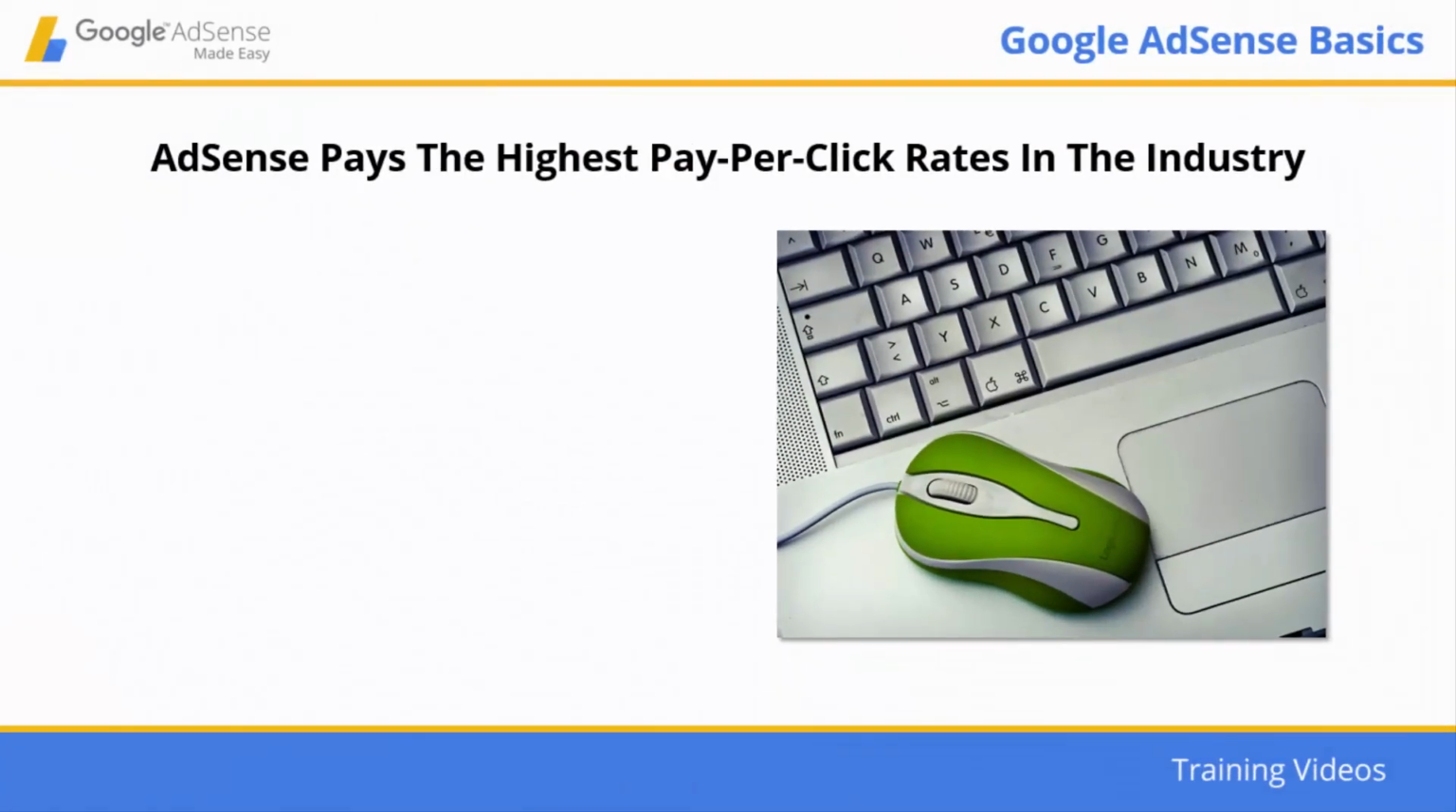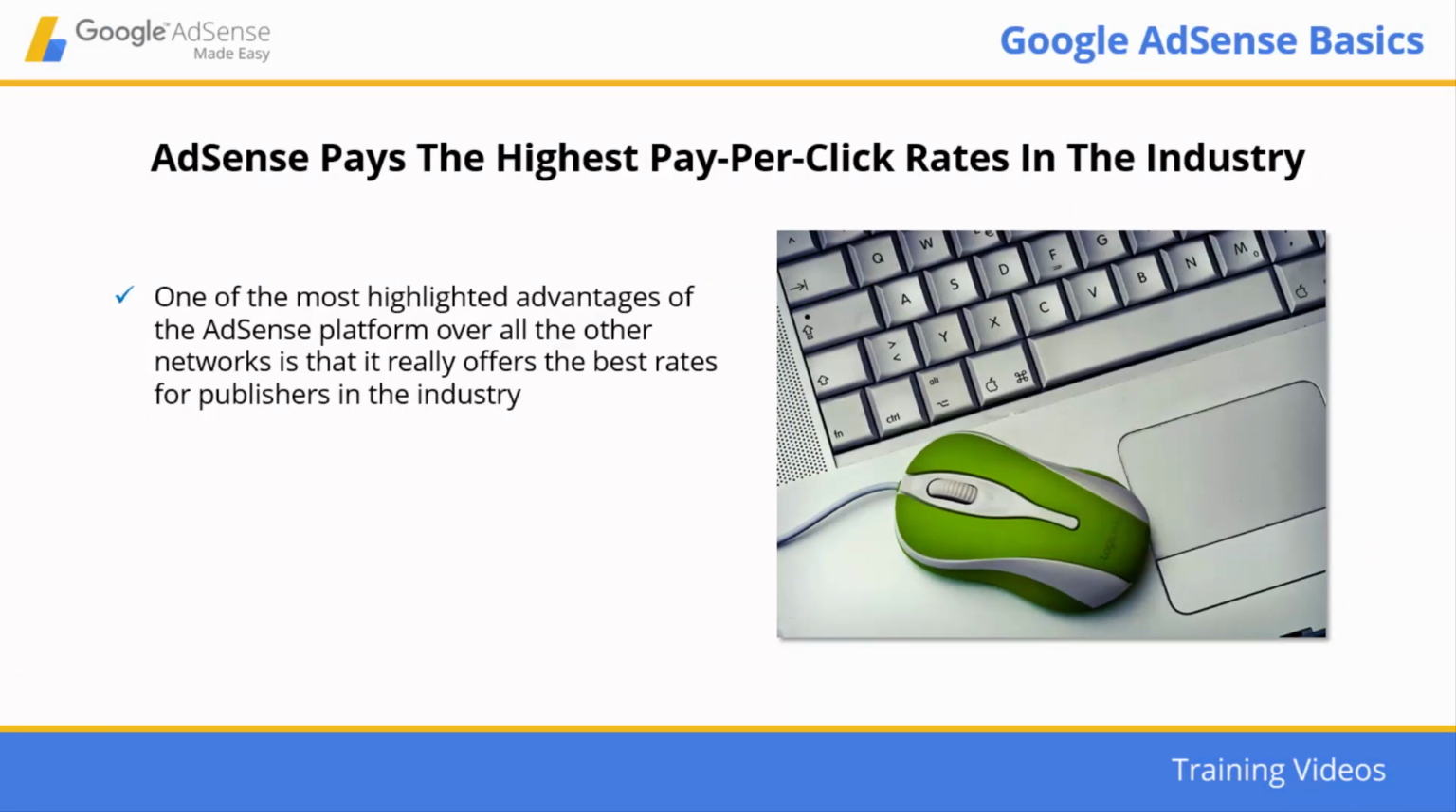AdSense pays the highest pay-per-click rates in the industry. One of the most highlighted advantages of the AdSense platform over all the other networks is that it really offers the best rates for publishers in the industry. This is because the Google Advertising Network is the largest ad network available, as well as the most popular, and it only allows top-notch content sites to join the network.